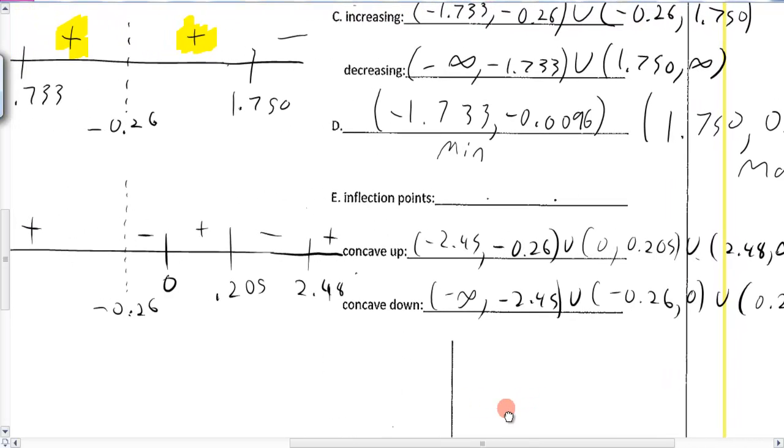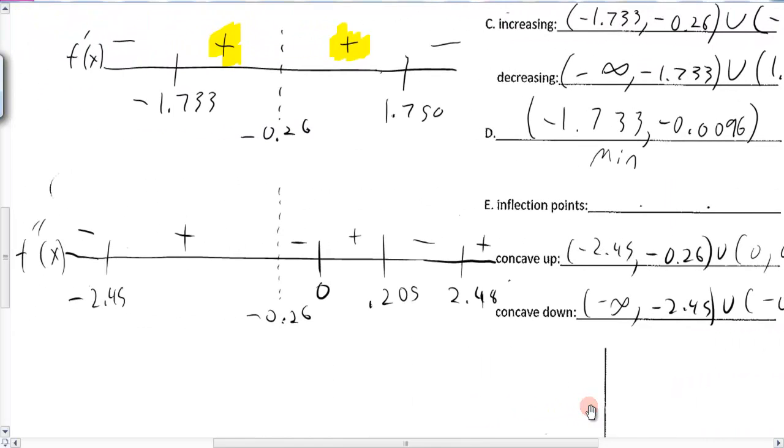And the last piece here was filling in our inflection points. So an inflection point means it's somewhere where your second derivative is equal to 0 and you had a concavity change going from negative to positive or from positive to negative. So we actually have several inflection points. We're going to have one here at negative 2.45 because we have the concavity change. Even though you have the concavity change here, this is not an inflection point because it's an asymptote. So we do have an inflection point at 0, we do have an inflection point at 0.205, and we do have an inflection point at 2.48.